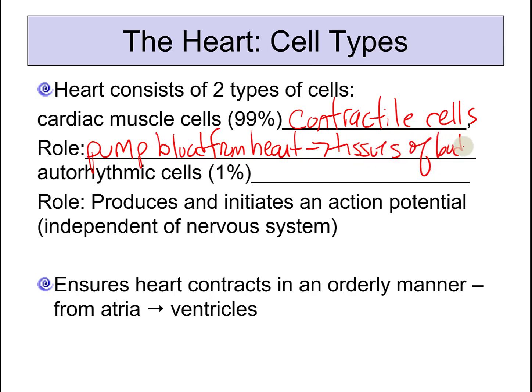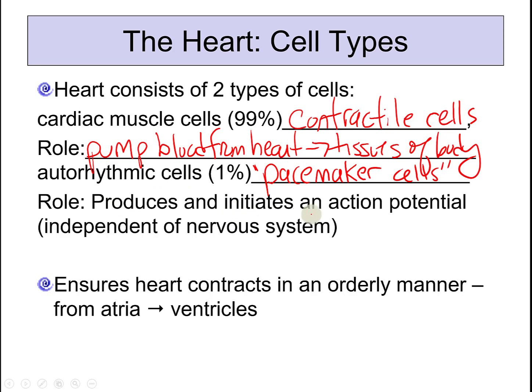Okay, that's pretty much the role of that. 1% of the cells in the body are called autorhythmic cells. 1%. And some people call these pacemaker cells. Okay, these are not muscle cells. They're similar, but they cannot contract. Okay, they're modified muscle cells.